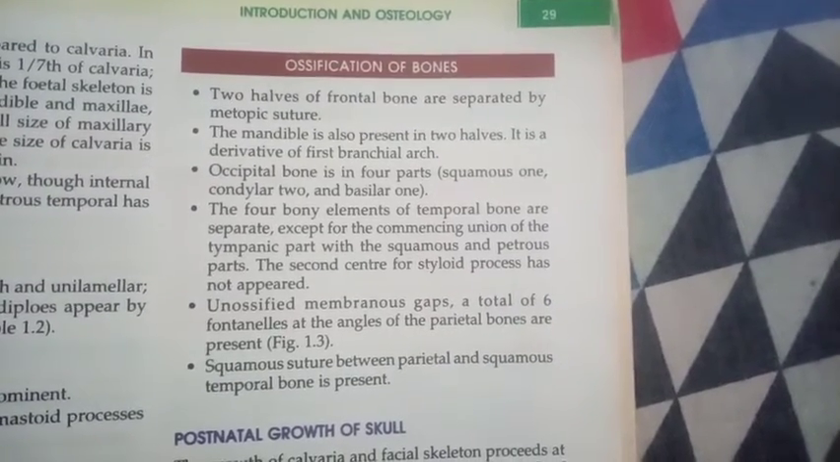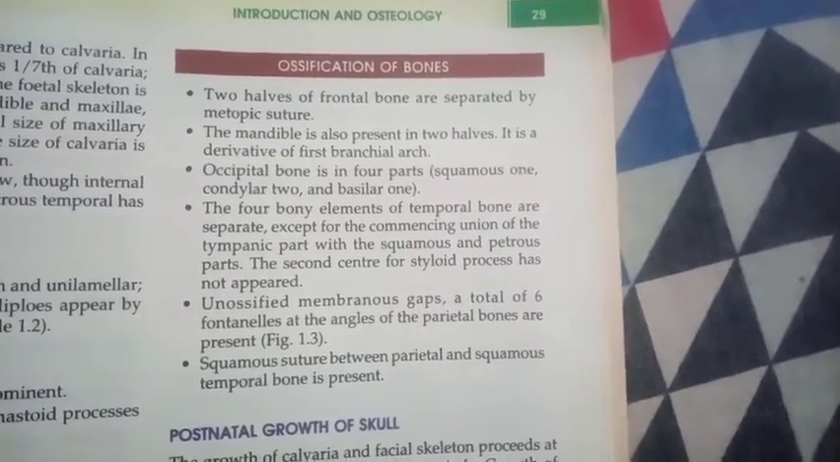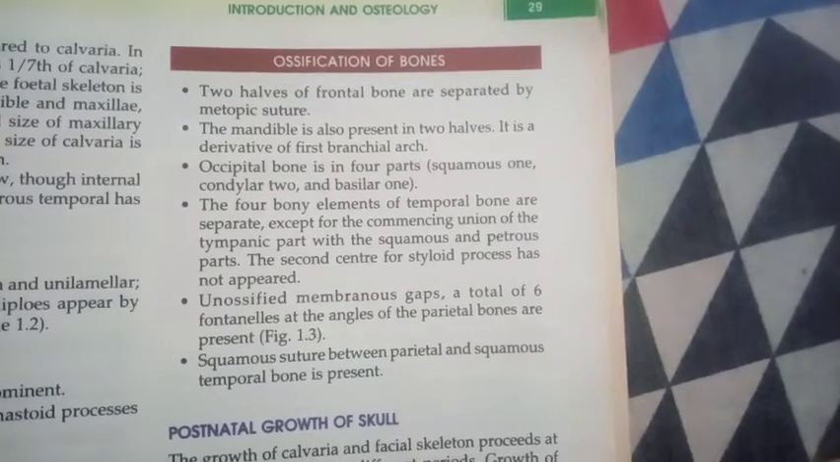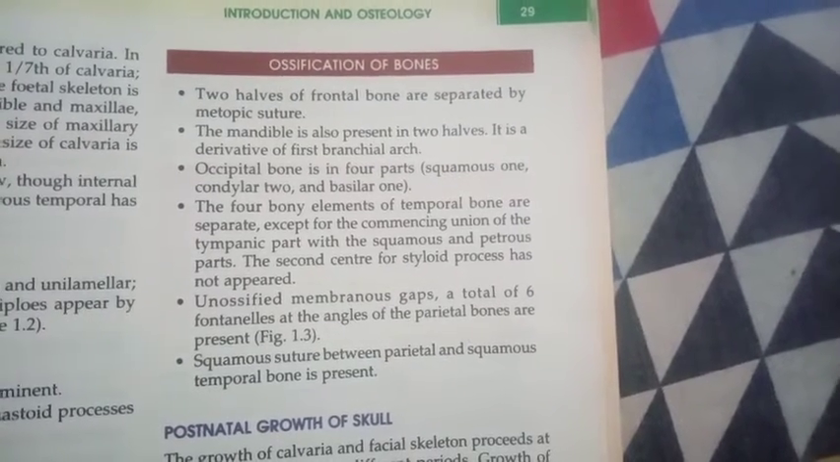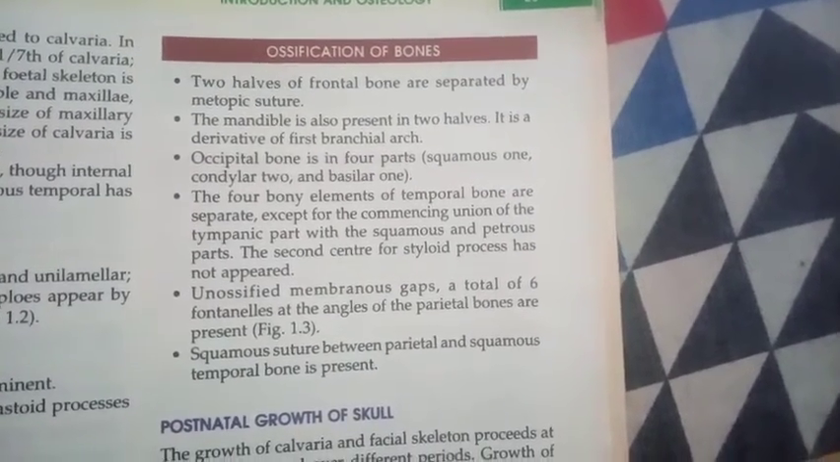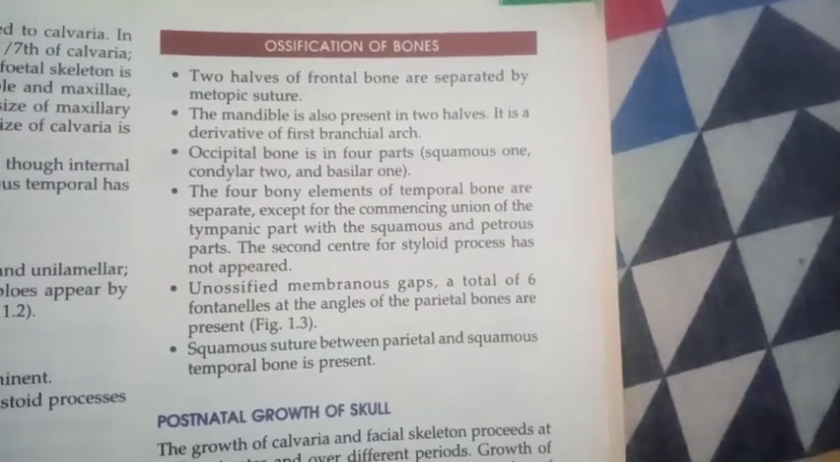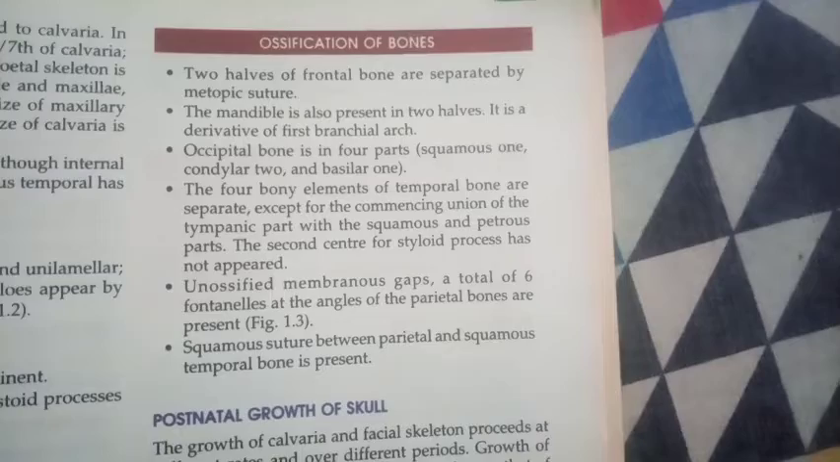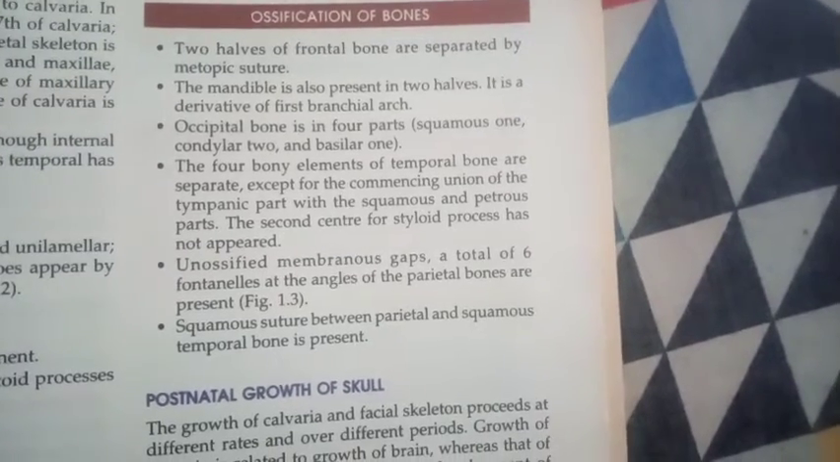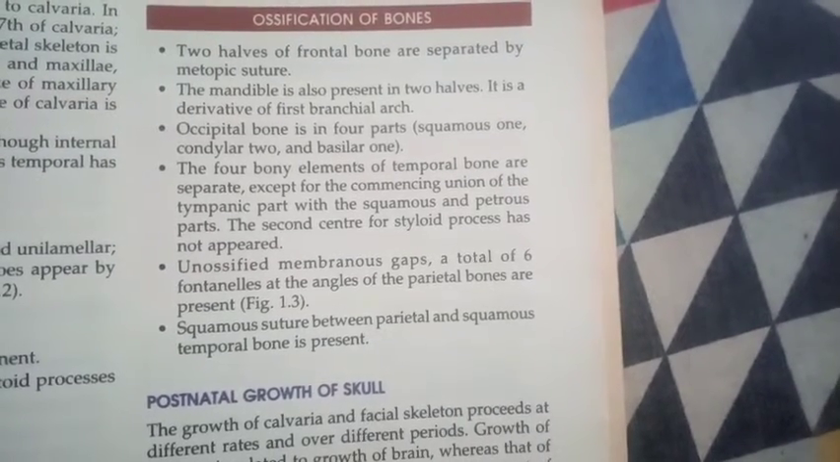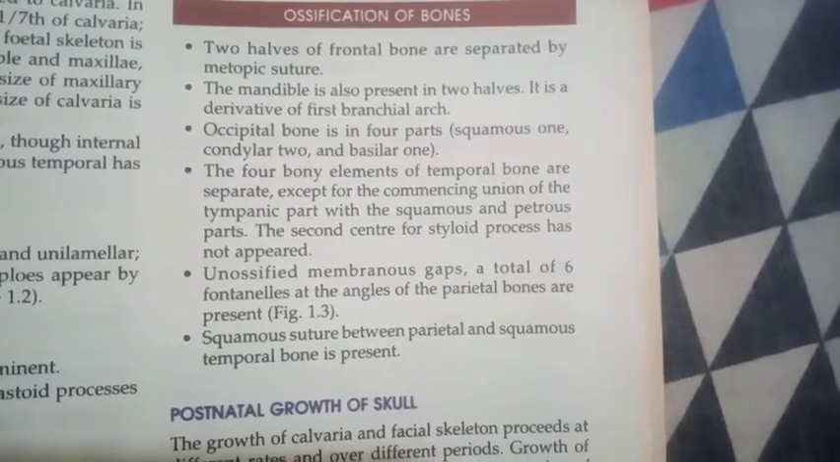Let's start the video. Ossification of the bone. Two halves of the frontal bone are separated by the metopic suture. The mandible is also present in two halves. It is a derivative of the first branchial arch. The occipital bone is in four parts: squamous 1, condylar 2, and basilar 1.